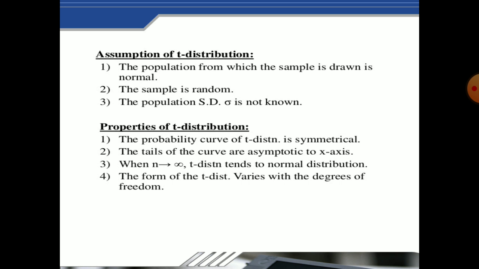So mainly you have to take under consideration the degrees of freedom. I have posted the table of the t distribution for the various degrees of freedom in your Google Classroom. You can check the values there.